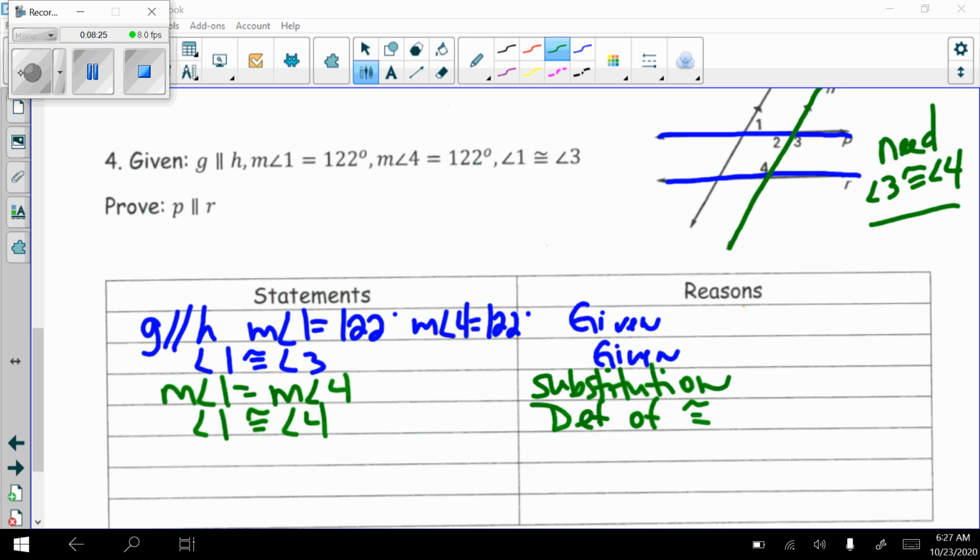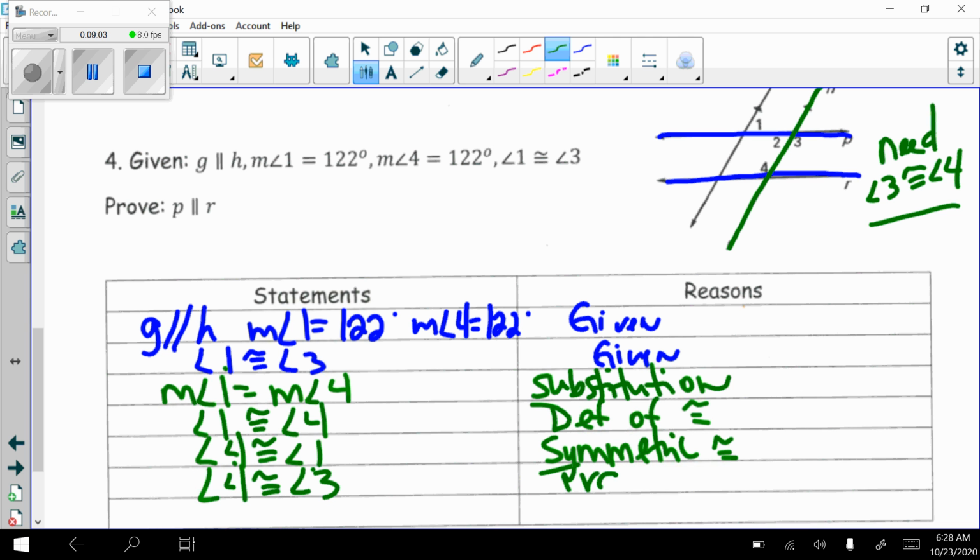I need to get 3 and 4 together, so I'm looking at, can I do chain rule? Because here I have 1 to 3, here I have 1 to 4. So I could flip one of these. It doesn't really matter which one I flip, okay? So I'm just going to flip and say angle 4 congruent to angle 1 by the symmetric property of congruence. So now I could do a chain. I go 4 to 1, 1 to 3, so I could say angle 4 is congruent to angle 3 by the transitive property of congruence.